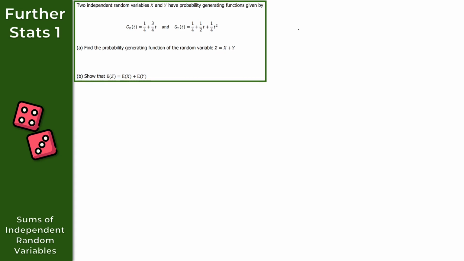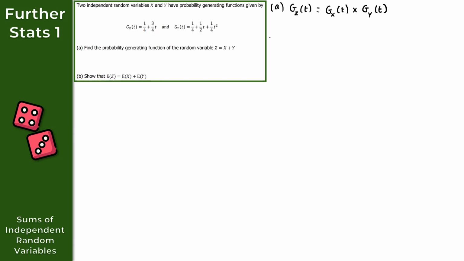Okay, so for part A, where do we begin? Well, if we're looking for the probability generating function of Z, which is equal to the sum of X and Y, we need to use the important result that we established on the previous page. So G_Z(t) is simply the product of G_X(t) and G_Y(t).